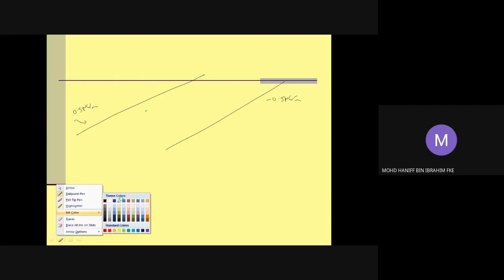Okay. So that's your line. This is your 0.5 positive microcoulomb per meter. And then this is your negative 0.5 microcoulomb per meter, right? Your point of interest just now is down here, which is 4 meters.